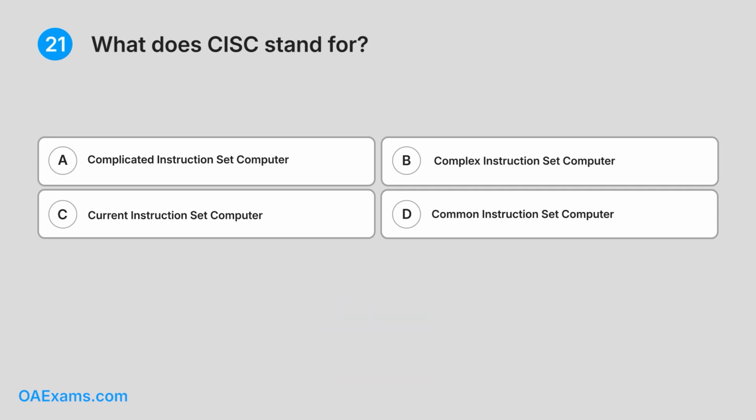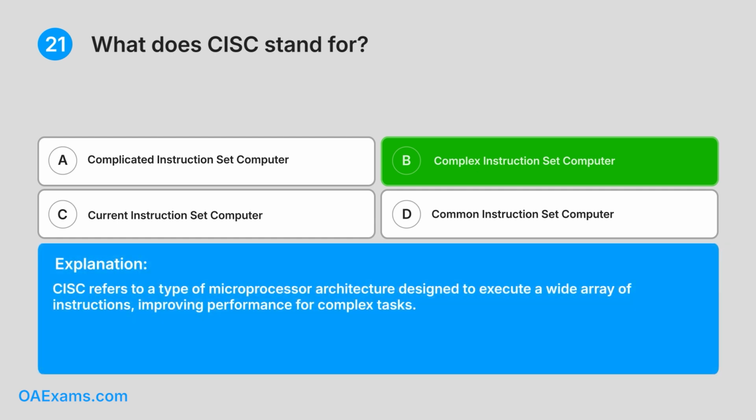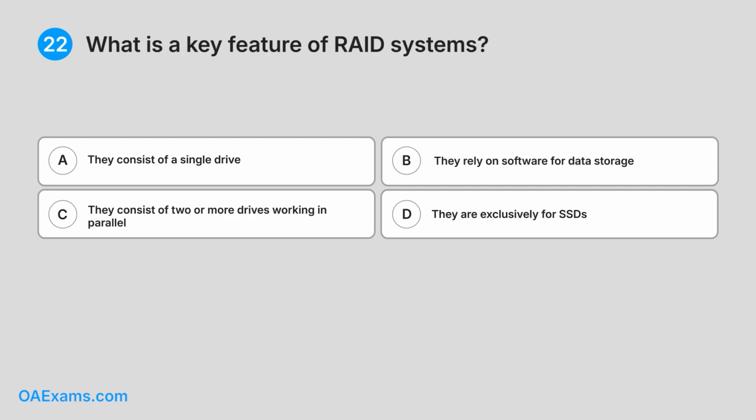Correct answer: B. Complex instruction set computer. Explanation: CISC refers to a type of microprocessor architecture designed to execute a wide array of instructions, improving performance for complex tasks.